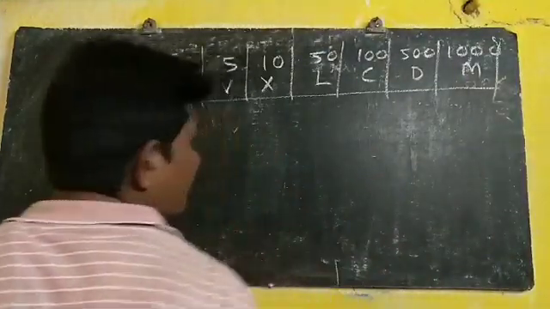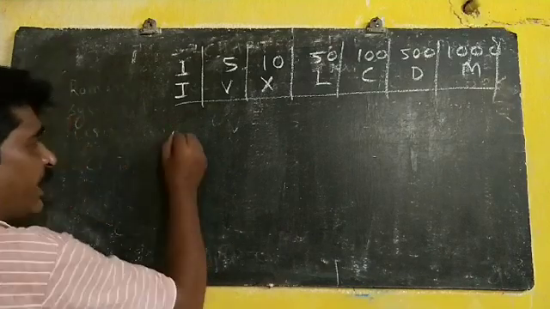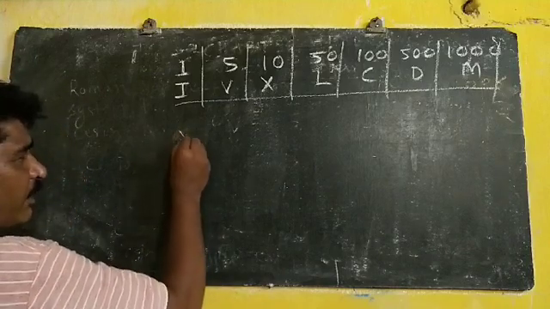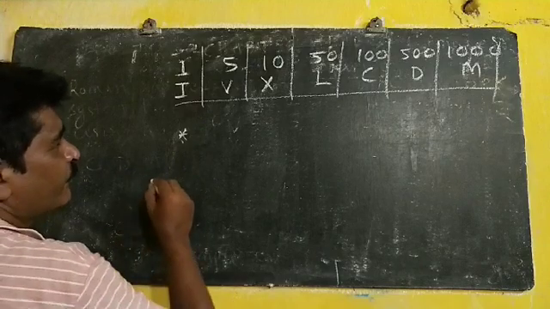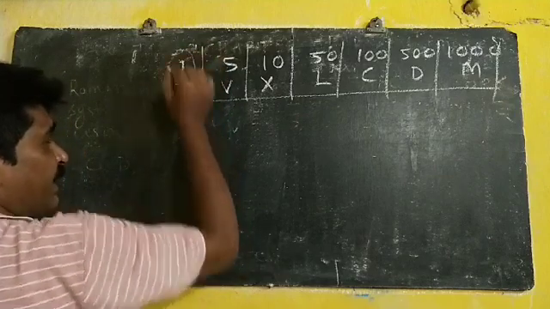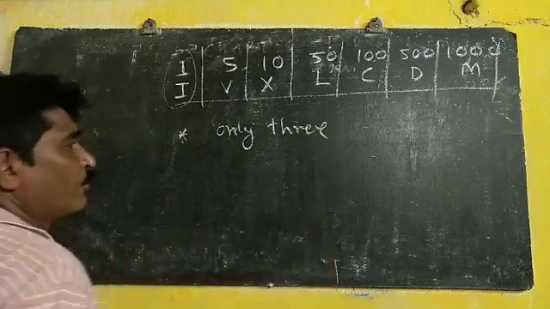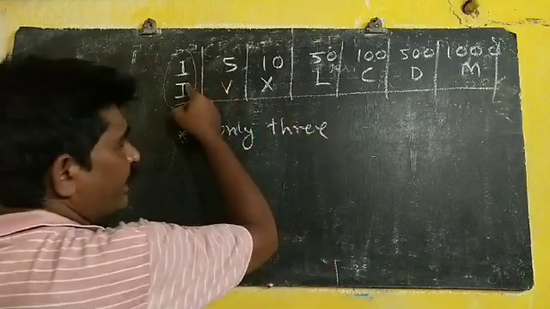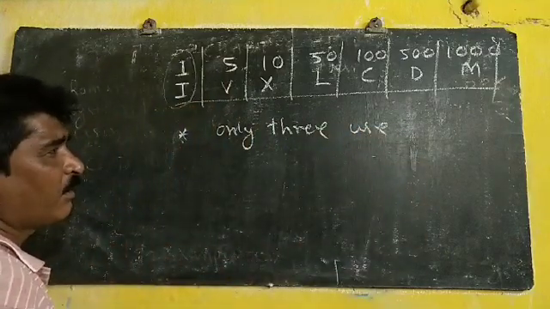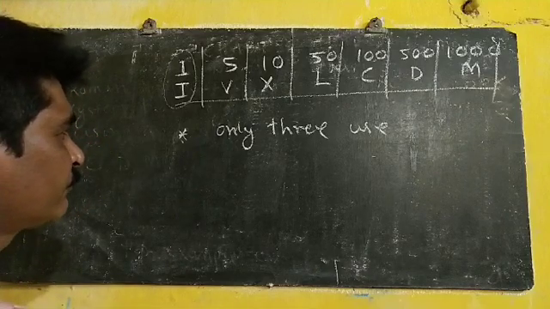Now we have to give some money, but a condition is there. We have to give some money, but one condition is that of any note we can use only three. Only three of any item we can use. Only three items we have to use. Okay.